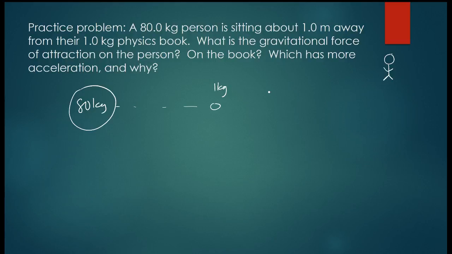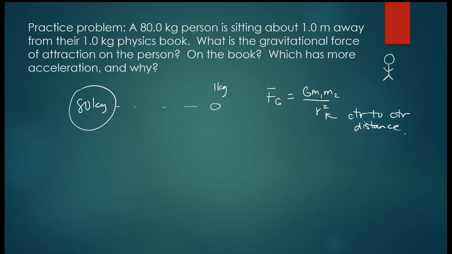Our force of gravity is going to be equal to G m1 m2 over r squared. Now r is what we call a center to center distance, so it's from the center of one object to the center of the other.